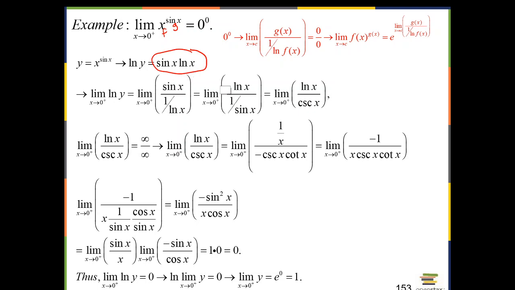So what do we do? Well, we're going to use that formula for 0 to 0: g of x over 1 over ln f of x. So what is our g of x? It is sine. What is our f of x? It is x. So it would be sine x over 1 over ln of f, which is x. Okay, now this is the same as ln x over 1 over sine x, right? You can switch them. And when x approaches 0, that's the same as cosecant, right?